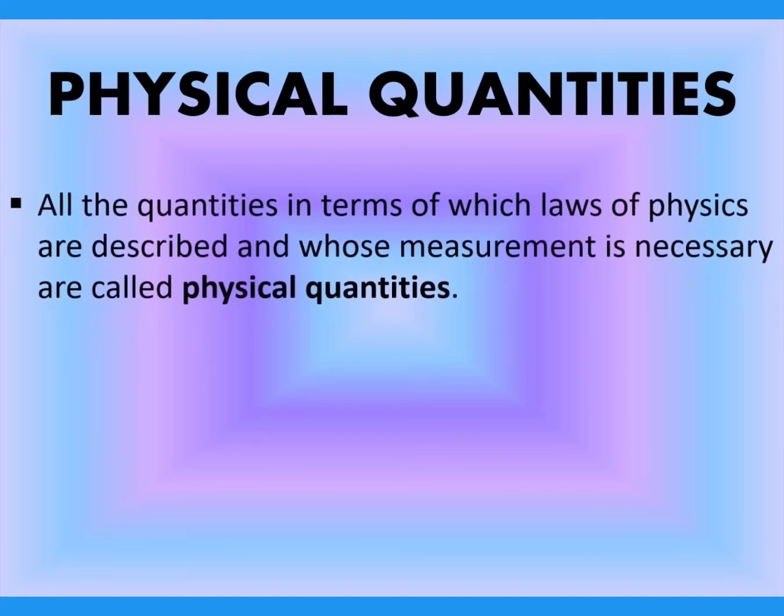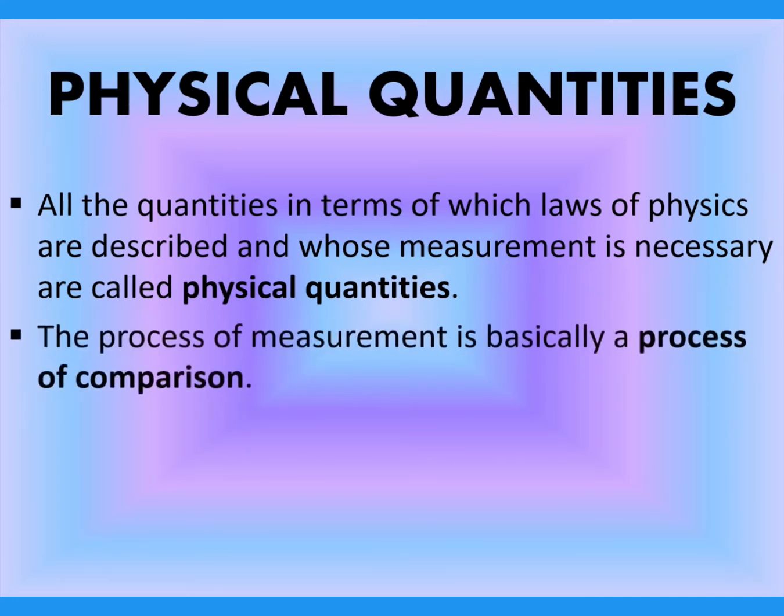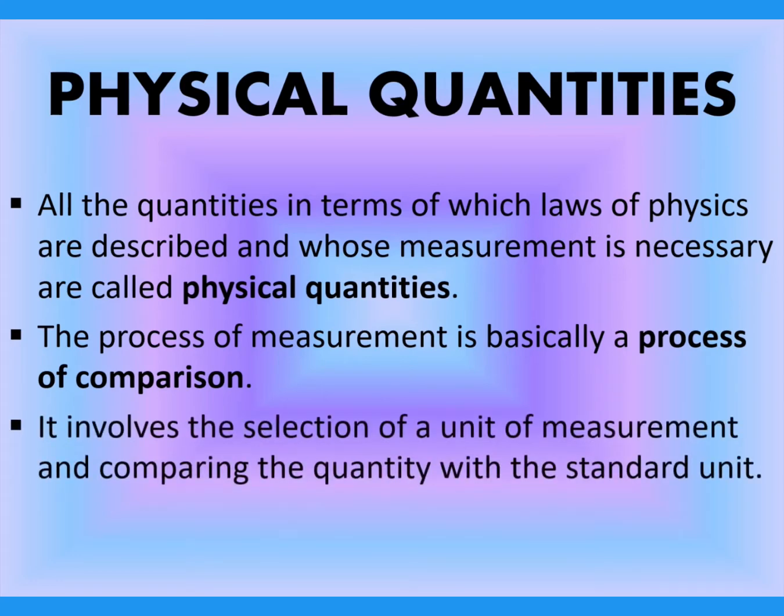All the quantities in terms of which laws of physics are described and whose measurement is necessary are called physical quantities. The process of measurement is basically a process of comparison. It involves the selection of a unit of measurement and comparing the quantity with the standard unit.